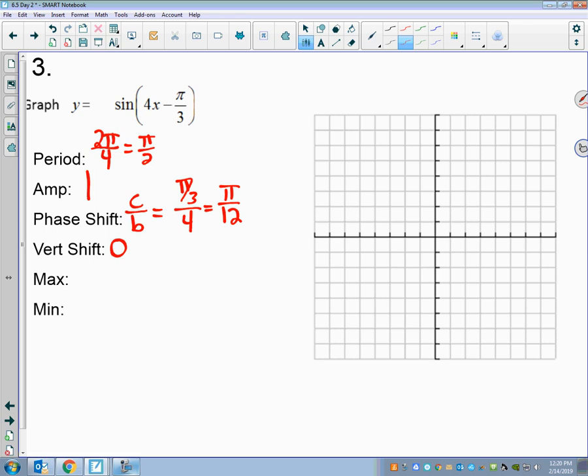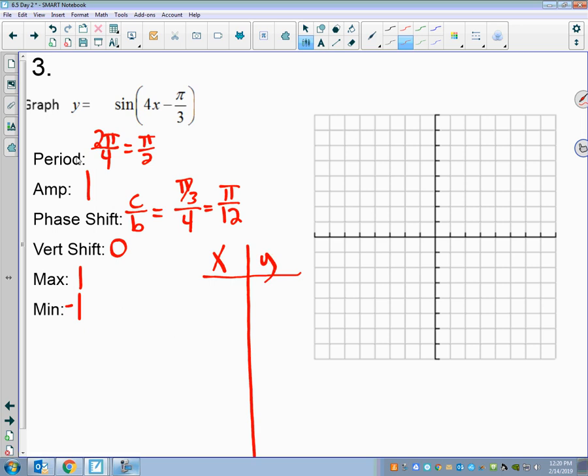And then the same way as before, my max and my min. If there's nothing going on outside here, what's the biggest sine can be? Well, the biggest is 1, and the smallest sine can be is -1. But if there's something going on outside, then that's when the max and the min are going to change. Okay? So let's think about picking my 5 points on this one.